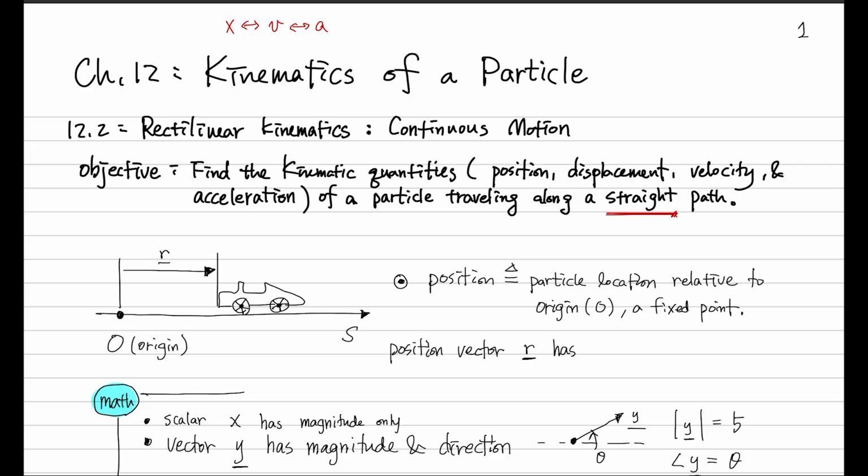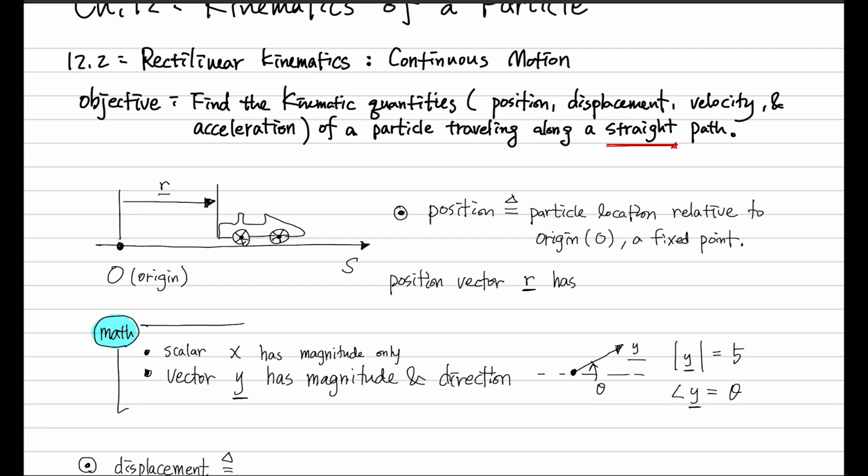So first part is rectilinear kinematics and continuous motion. The goal here is to find the kinematic quantities, position, displacement, velocity, and acceleration of a particle that is traveling along a straight path. So let's say there's a particle, like a car here, okay? And it's at this location. So we're going to set an origin, and from that origin, we're creating a vector like this.